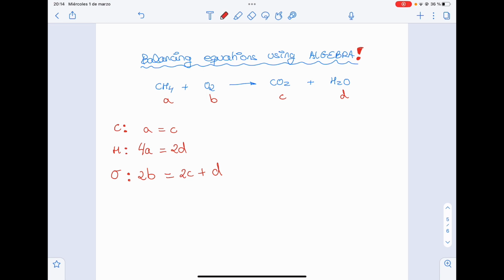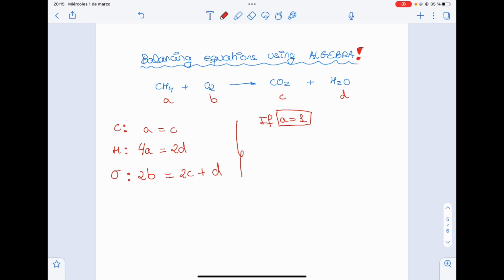Okay, so now I'm going to give one value to one of the letters. I'm going to say, for example, that A is 1. This is a number that I make up, but it is better if I start with a small number. Usually we start with 1, to make the calculations easier. You can also start saying that B is 1 or C is 1. It doesn't matter.